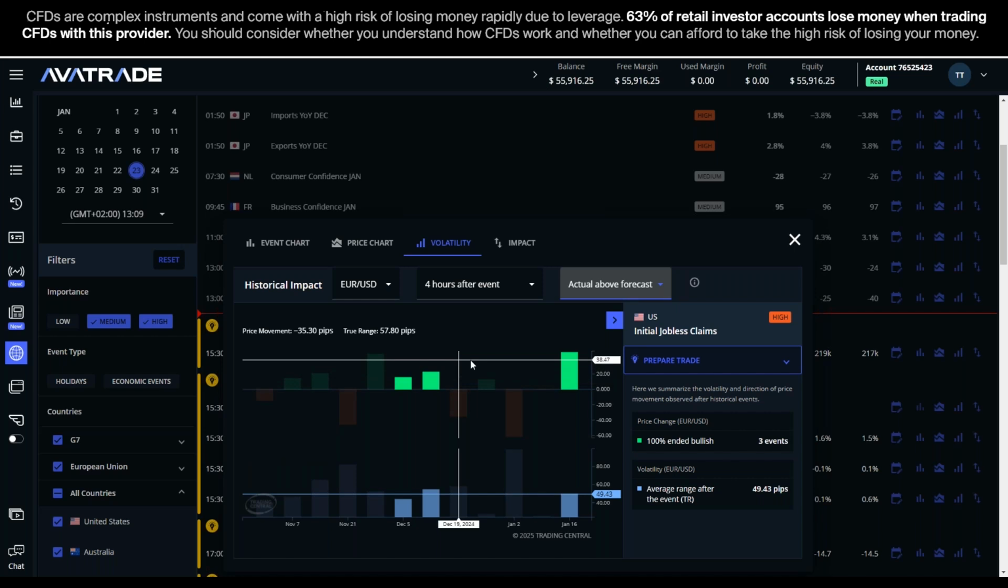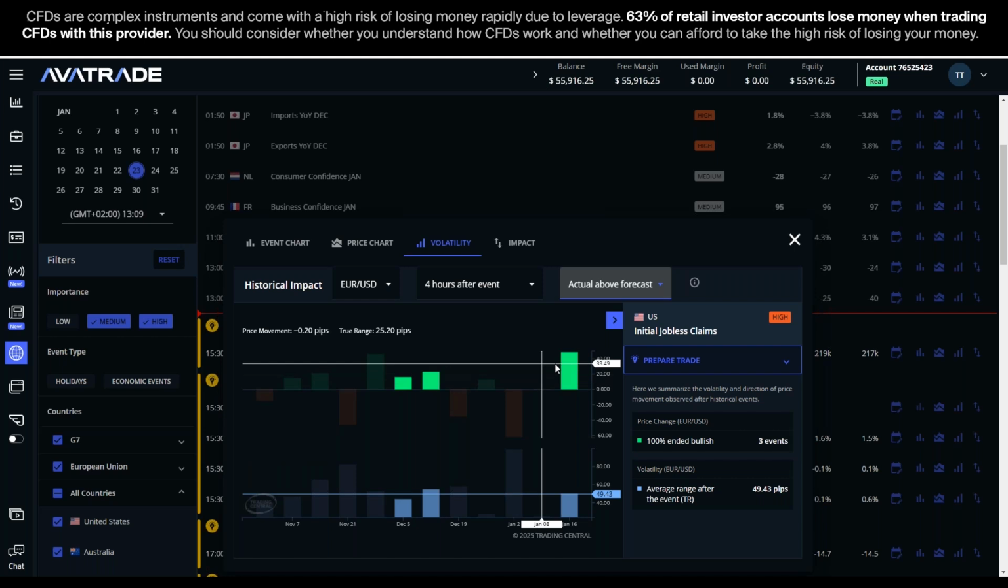That kind of makes sense if you try and rationalize that. If you're doing true data-driven trading, you don't have to rationalize it in your mind. You just follow the data. But it does make sense to me that if the jobless claims were worse than expected, meaning higher than expected, that the USD would weaken. And that's what happened 3 out of 3 times in the past.